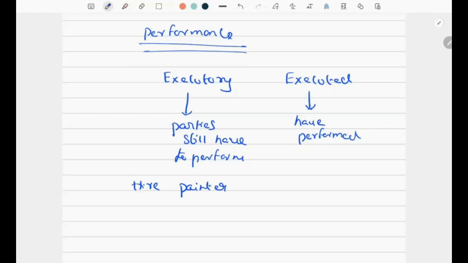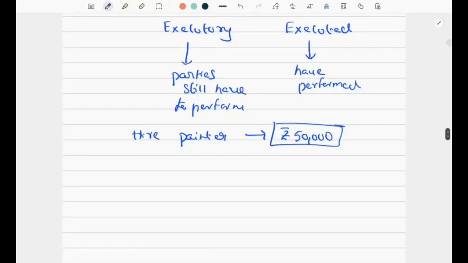You enter into an agreement to pay an amount, say 50,000 rupees. For painting the full house, the painter is charging 50,000 rupees. You decided that you will pay the 50,000 in two installments: the first installment you'll pay say 25,000, and for the second installment you'll pay 25,000 when the entire work is completed.